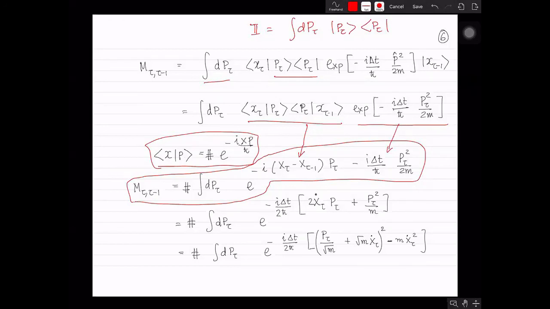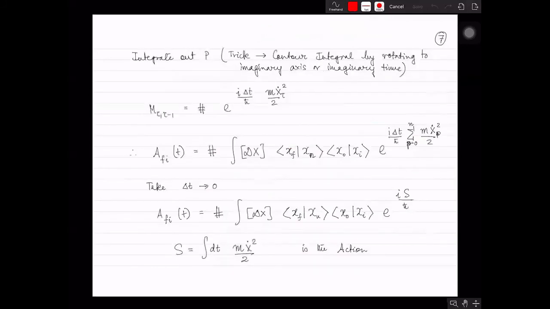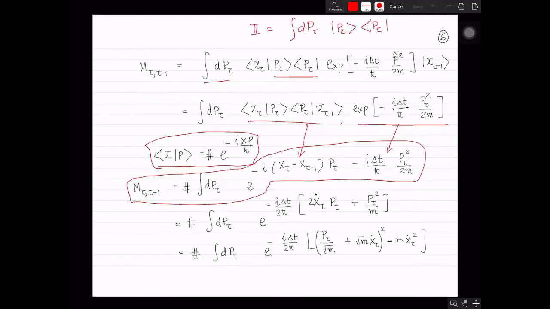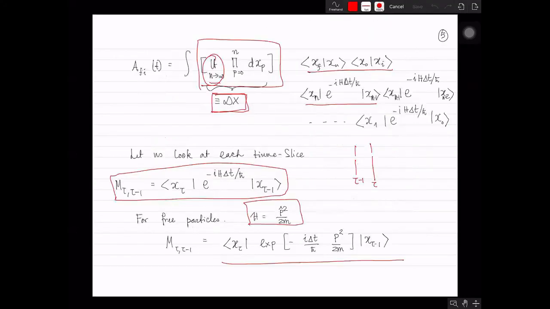And then I can integrate out the momentum. There are controlled ways of doing that through analytical continuation, but you can go over these notes. What I end up doing is this, such that if I arrange all these slices and put them back in the expression, I get this expression where this is an integral measure, which is basically the same as this.